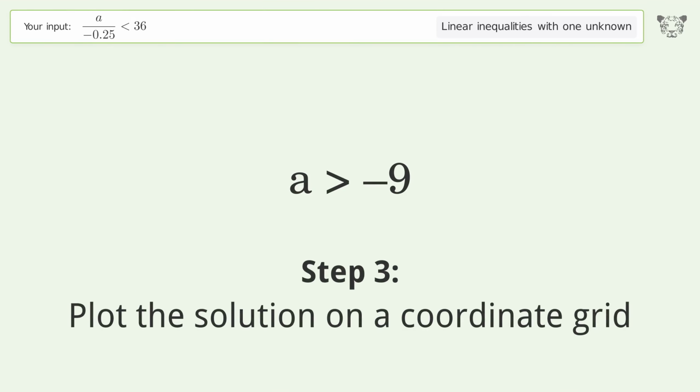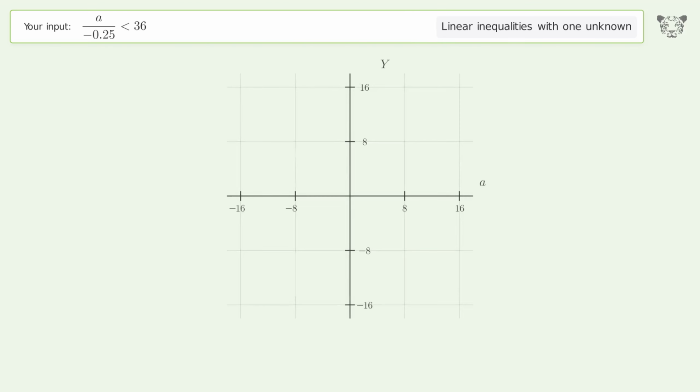Plot the solution on a coordinate grid. And so the final result is a greater than -9.